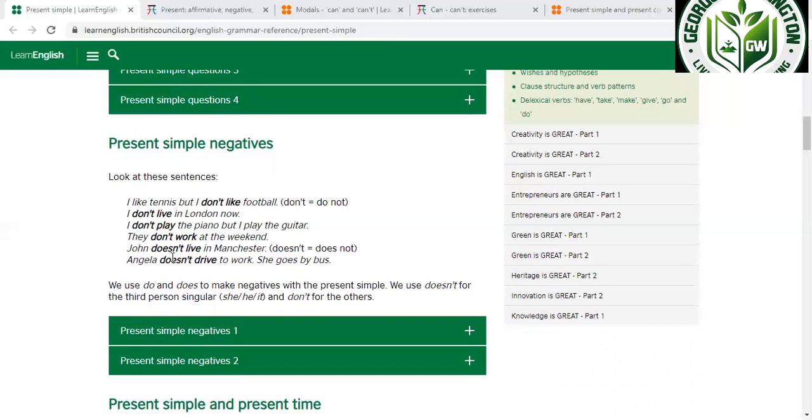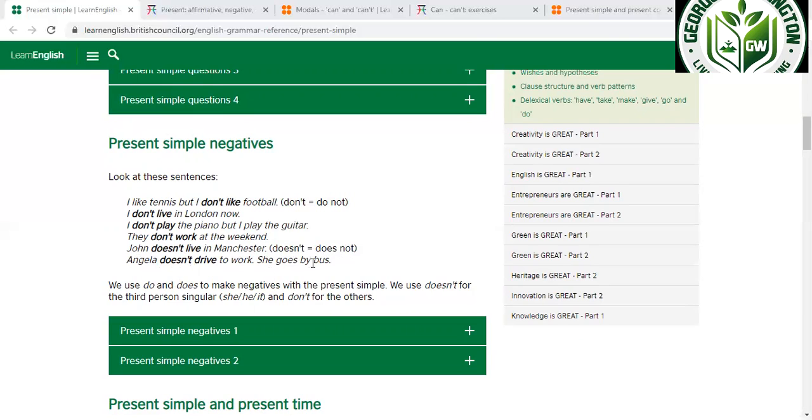John doesn't, here I'm using the auxiliary verb in negative, does, because the subject is a third person, he. So since John is a he, I need to use does in the negative, doesn't. And my verb in the base form, in the infinitive form, without any s. John doesn't live in Manchester. Doesn't equals does not. Angela doesn't drive to work.